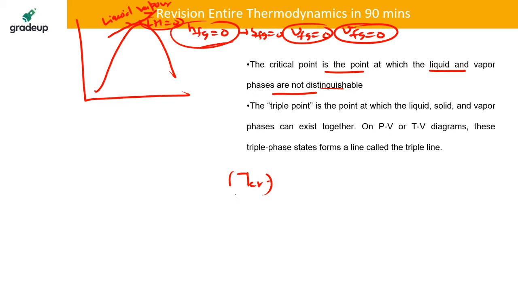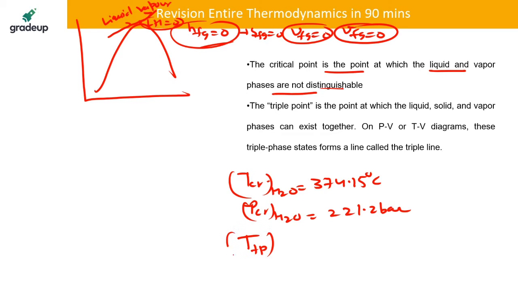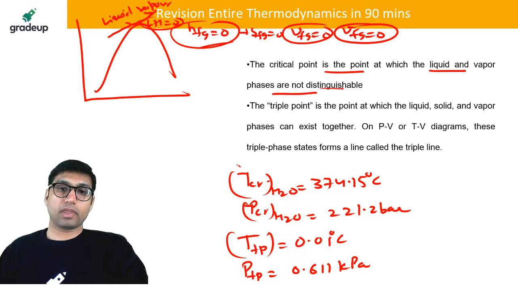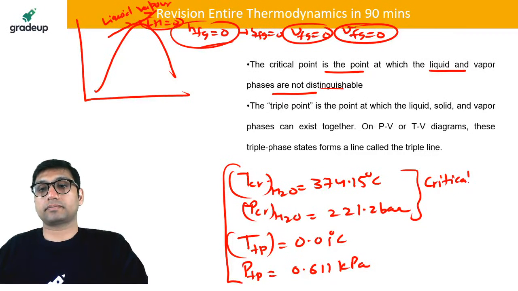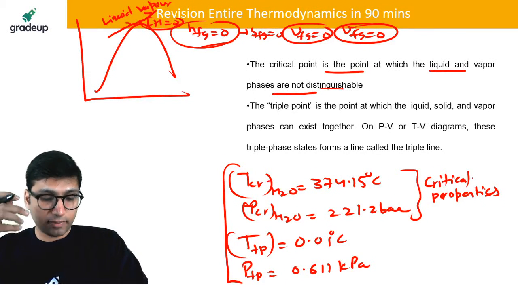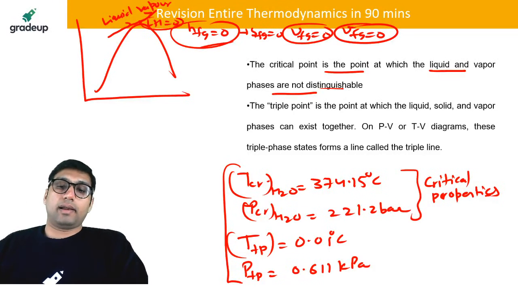The critical point temperature of water is 374.15 degrees Celsius and the critical point pressure of water is 221.2 bar. The triple point temperature is 0.01 degrees Celsius and the triple point pressure is equal to 0.611 kilopascal. Okay, these are some important points you have to remember. These are the critical properties of water, that is, the critical values. Okay, clear to everyone?